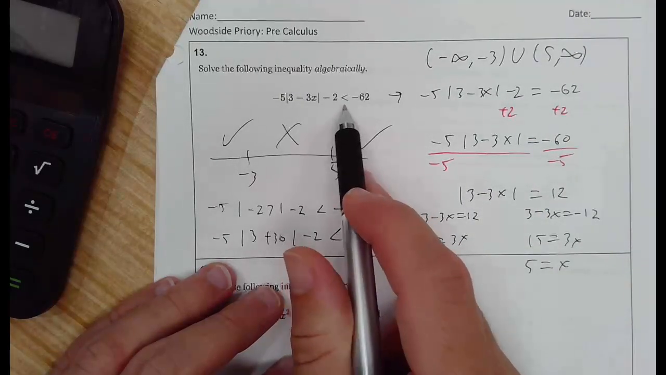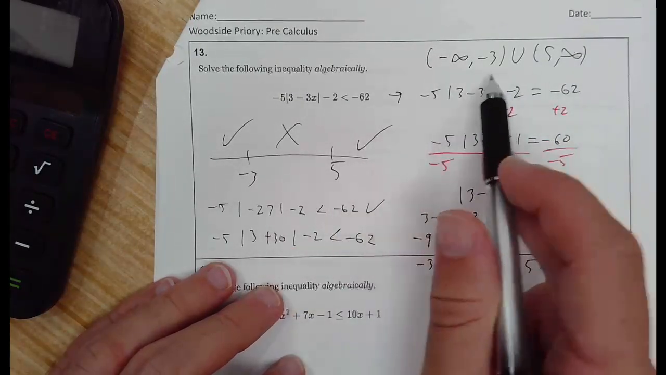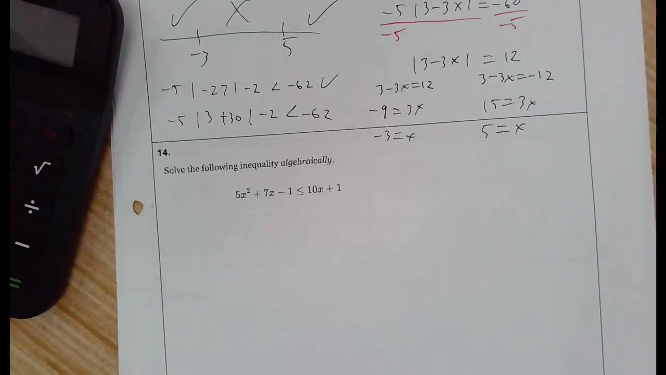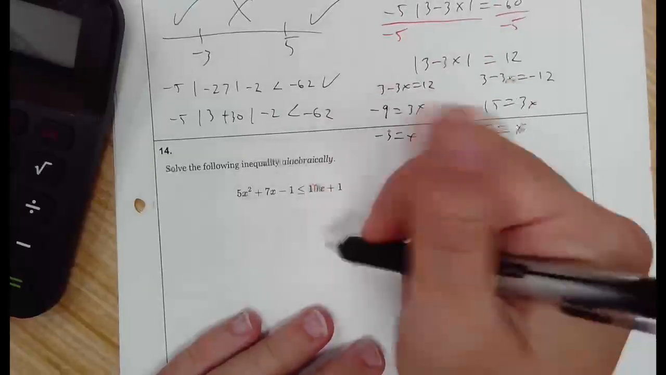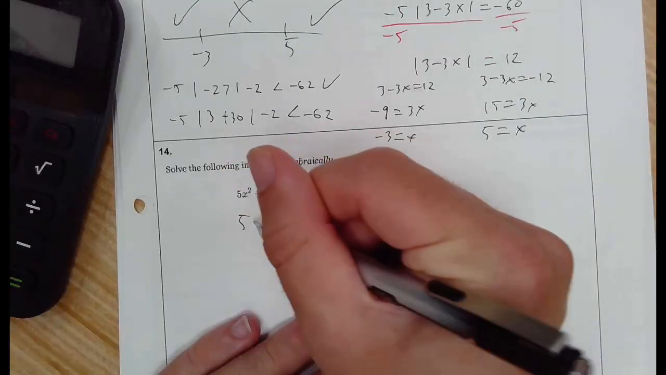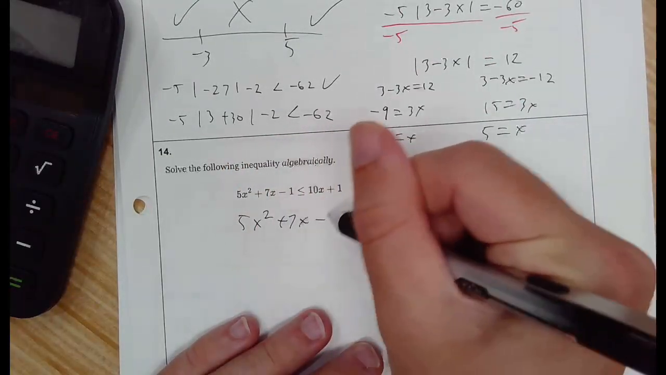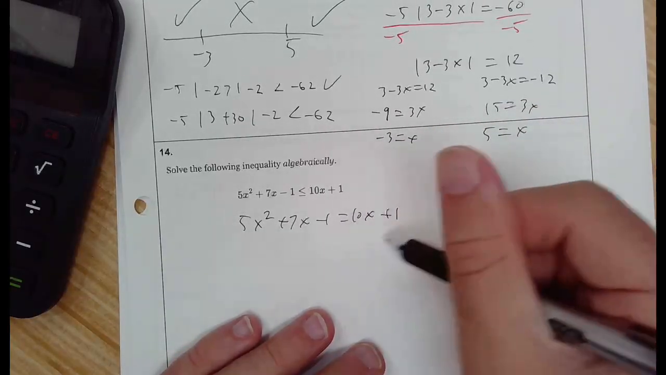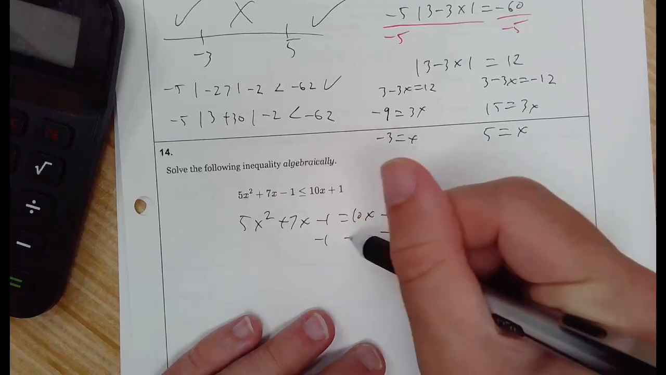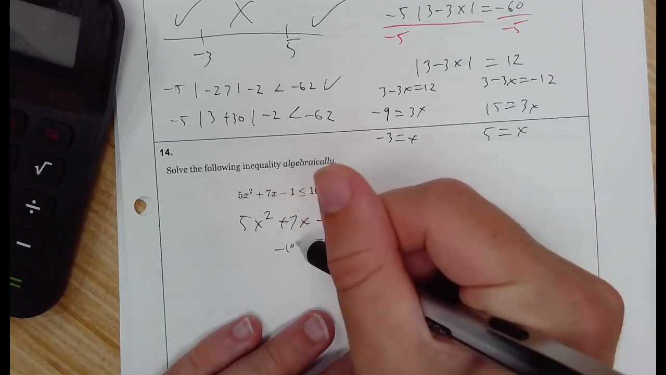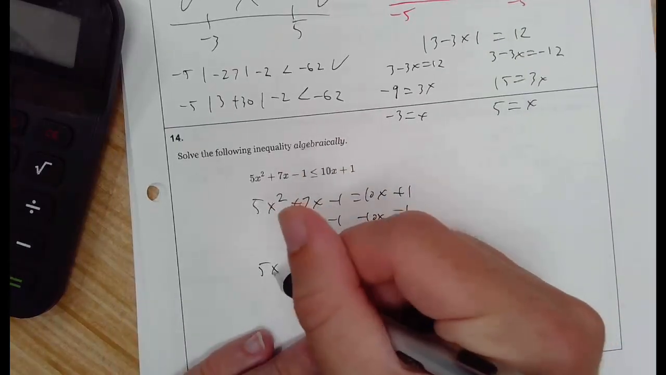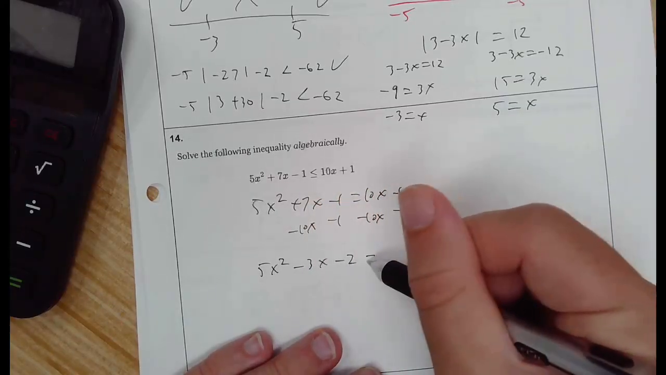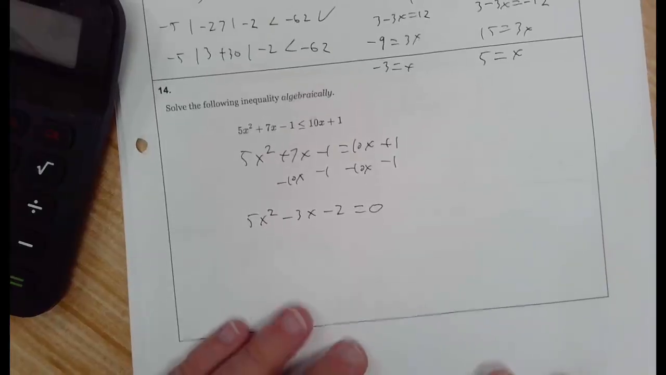And it's because it's a less than sign here that we're open here. Okay, very last question. Solve the following inequality algebraically. So again, you solve this like an equation: 5x squared plus 7x minus 1 equals 10x plus 1. We're going to set it equal to 0. 5x squared minus 3x minus 2 equals 0.